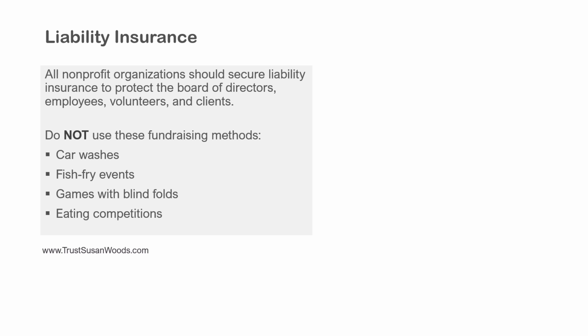I don't even want you using these types of fundraising methods. Car washes, fish fries, games with blindfolds, eating competitions. Those are types of fundraising activities that are asking for trouble. Just don't do it. There are too many other options you can use without having to use these.